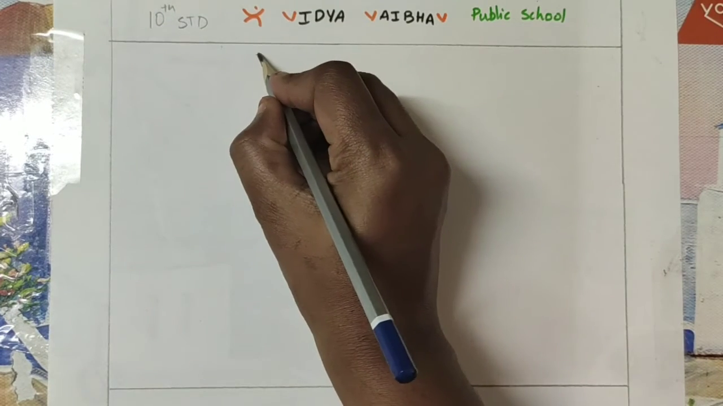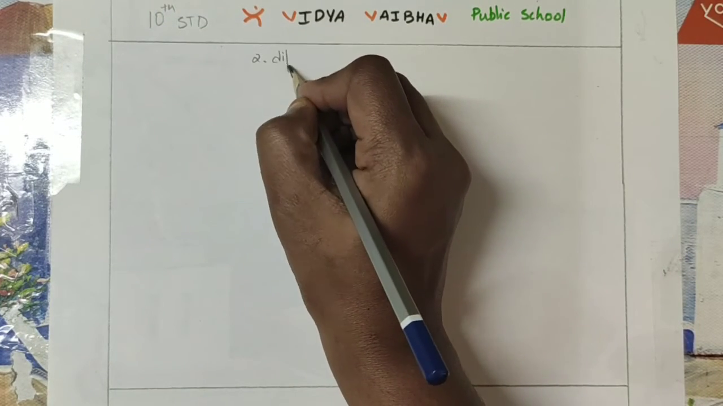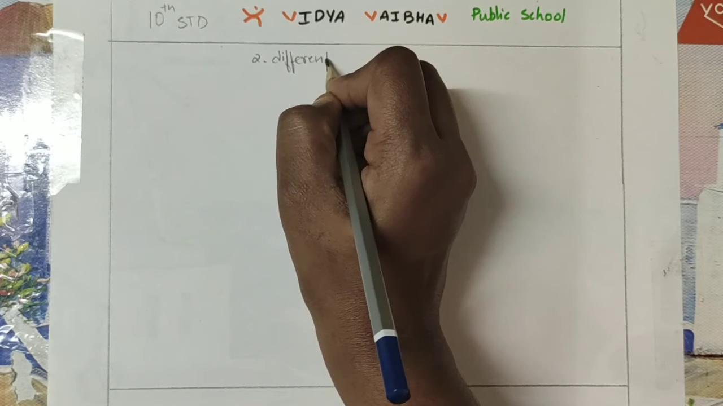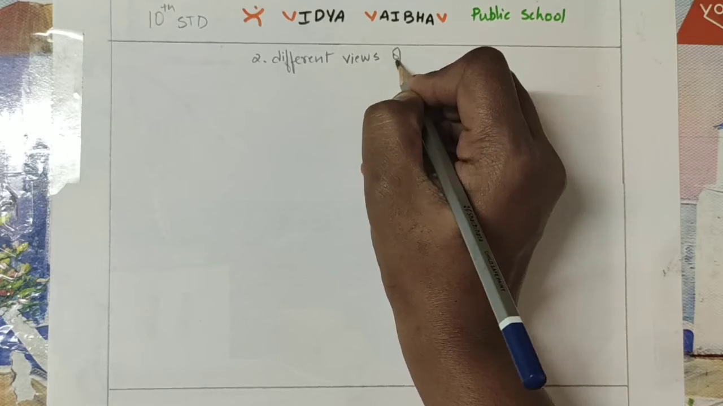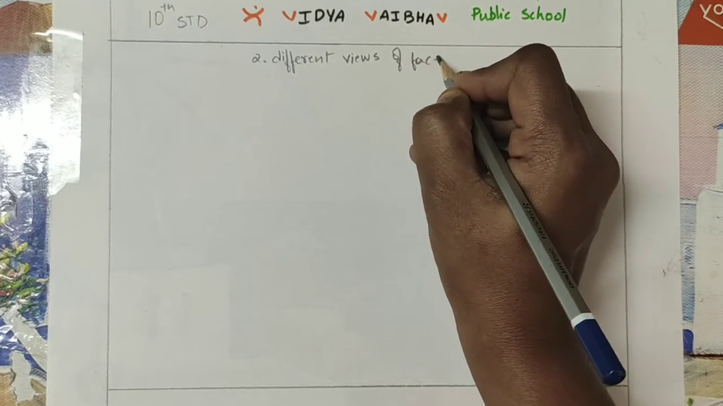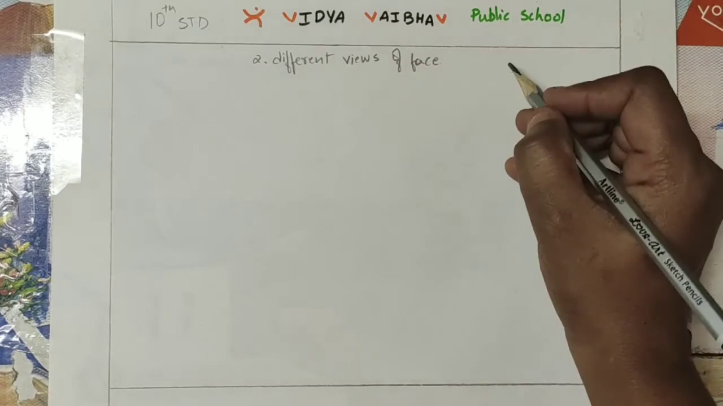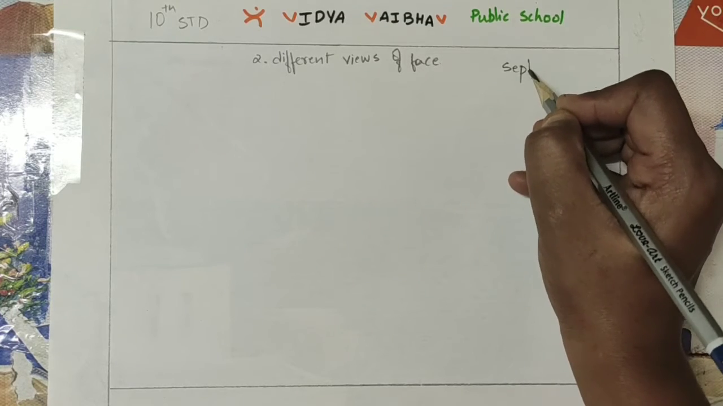So the second topic we are going to learn here is different views of face. This is for the month of September.